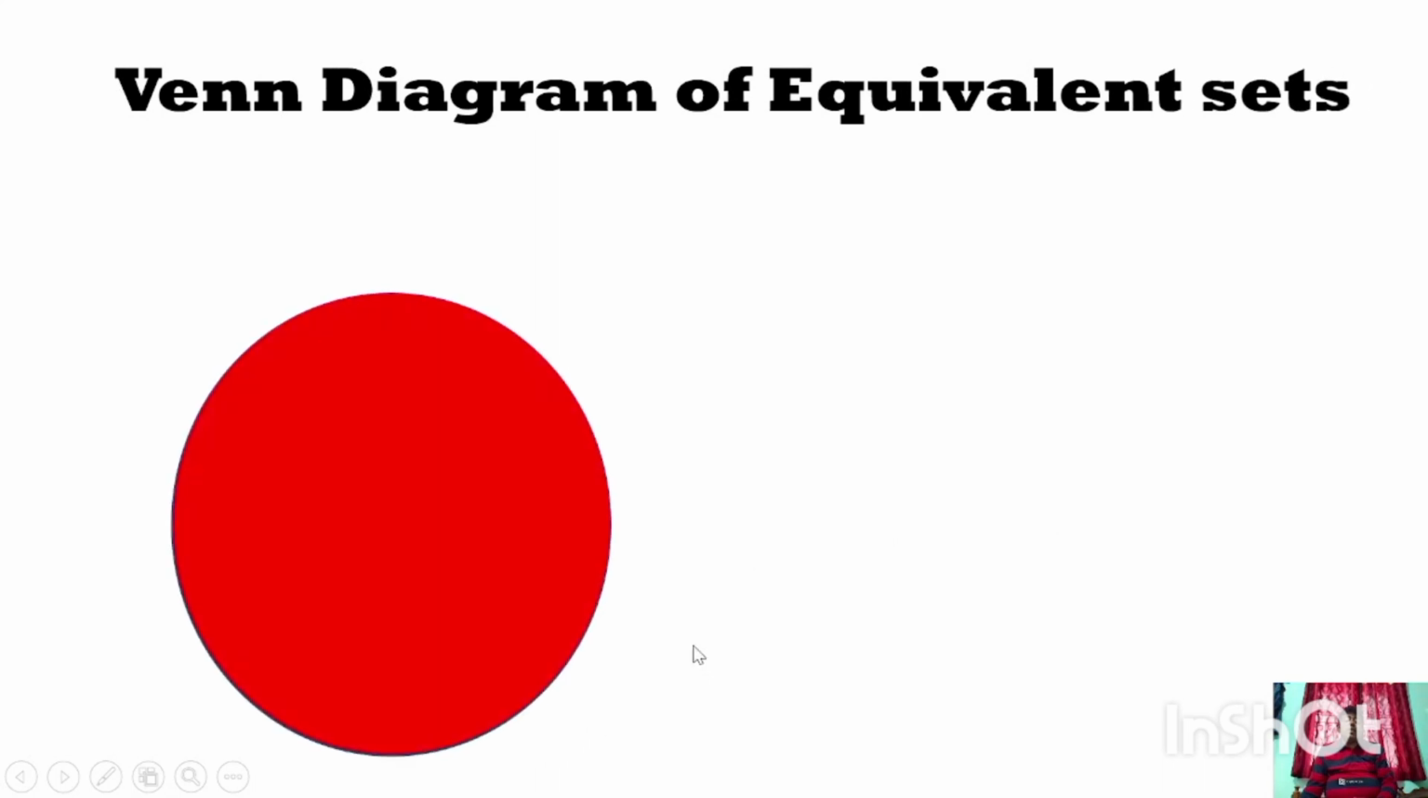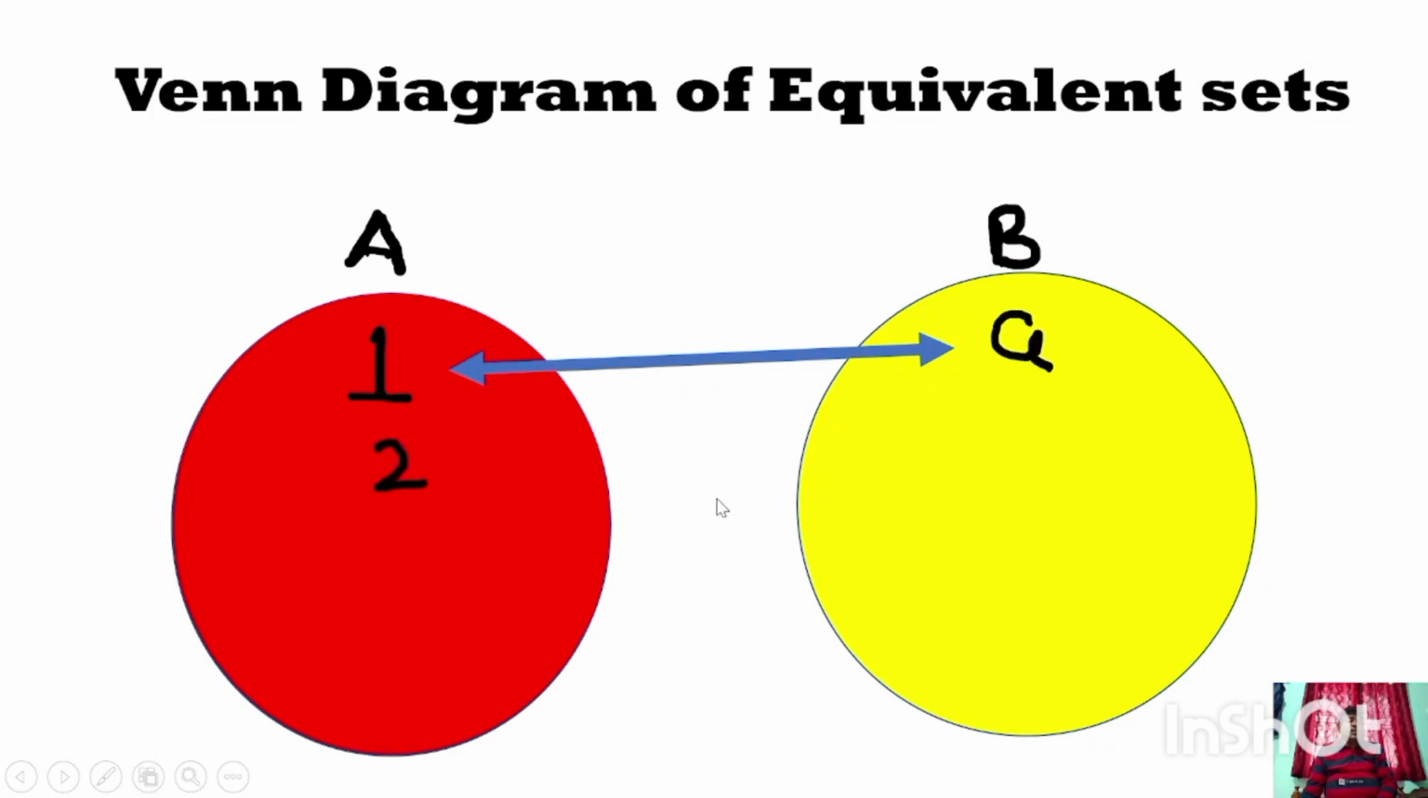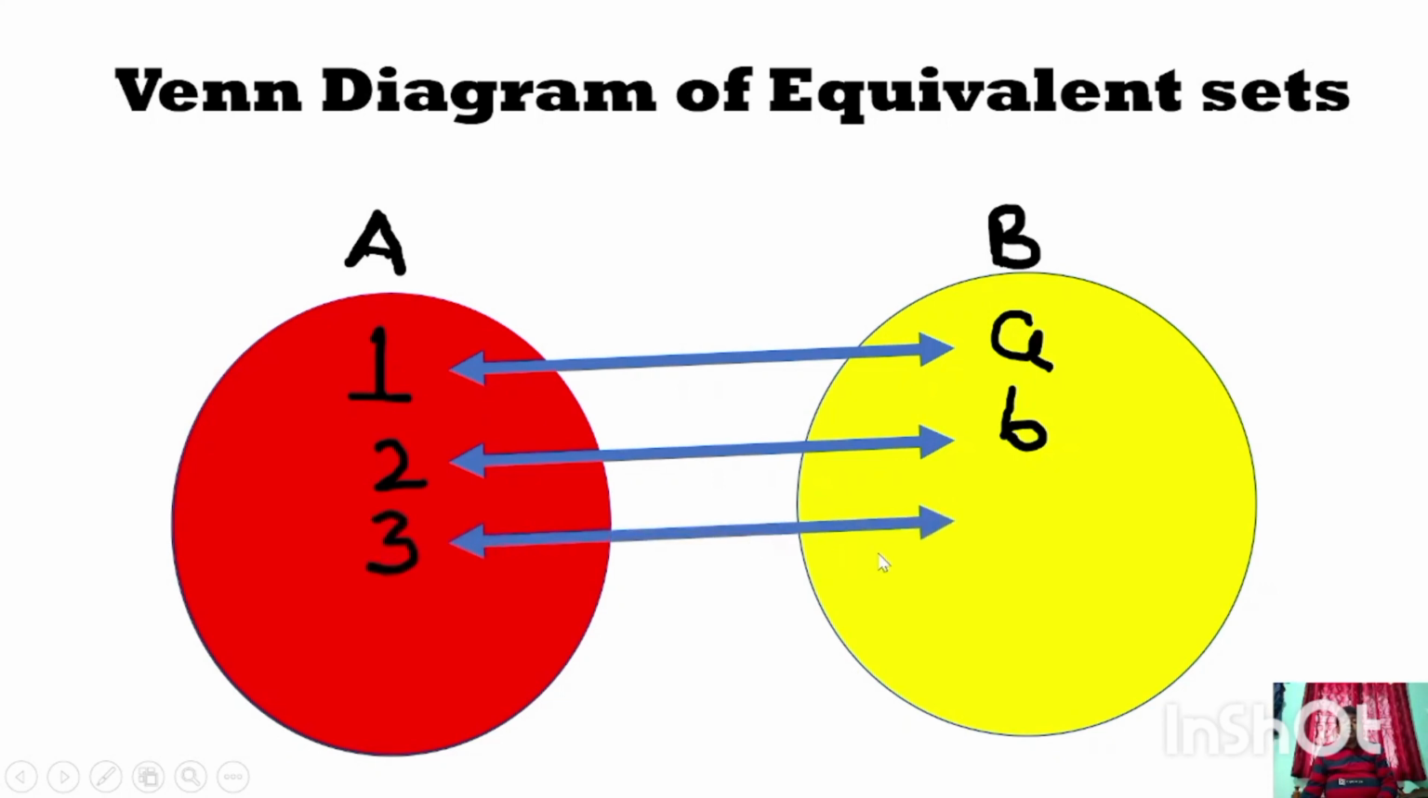Here is the Venn diagram of the equivalent sets. Interesting diagram. Here is the set A and here is another set B. Here 1 is an element of the set A, which corresponds to another element of the set B. Here is another element 2 of the set A, which corresponds to an element of the set B. Here 3 corresponds to the element C of the set B, and the element 4 of the set A corresponds to the element D of the set B.